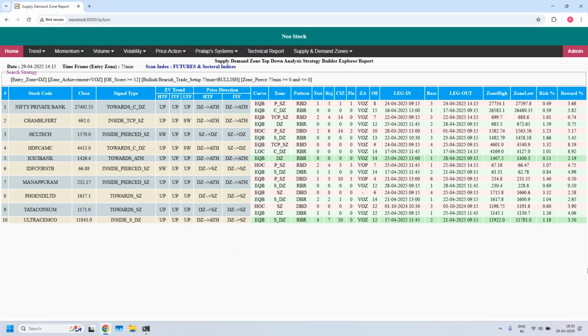We got 10 stocks. These 10 stocks are supporting bullish trade setup for weekly income trade. Entry time frame zones are 75 minutes demand zones. All these are all 75 minutes demand zones.